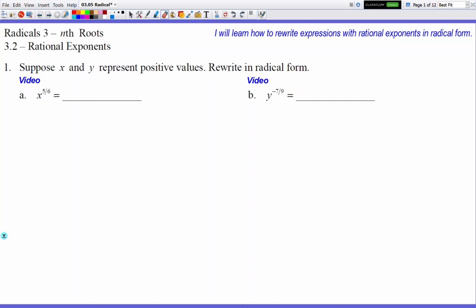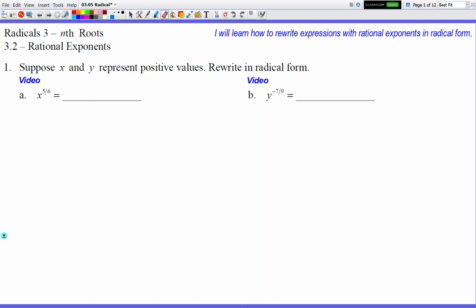Good luck, people. Okay, so this first one, our job is to rewrite this problem in what is called radical form. Currently it's in what is called exponent form. You can tell that it's in exponent form because if you look at the power, it says 5/6. It's a fraction, so therefore it's in exponential form. When we write it in radical form, we're going to take away the fraction, and that fraction is going to form a certain type of radical.